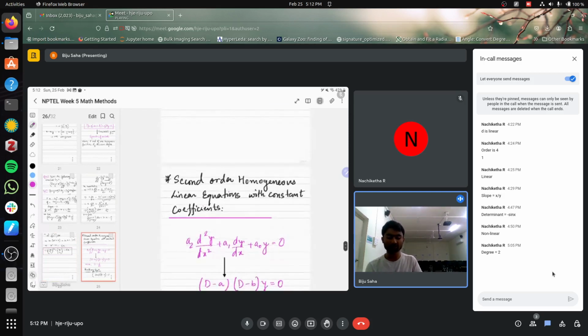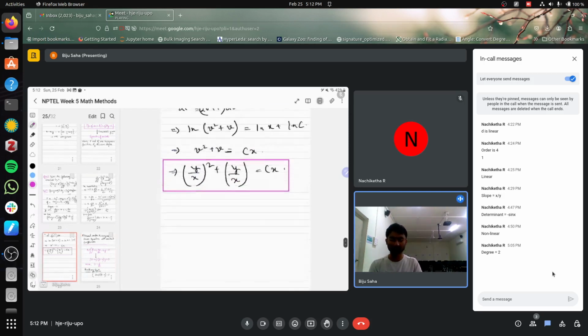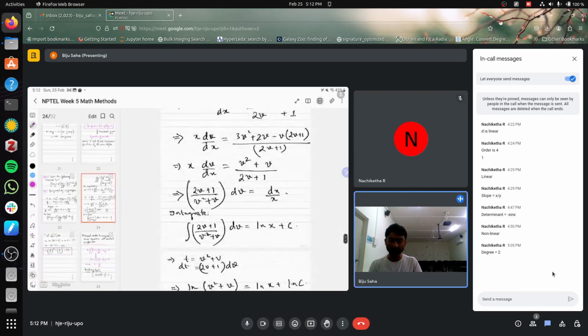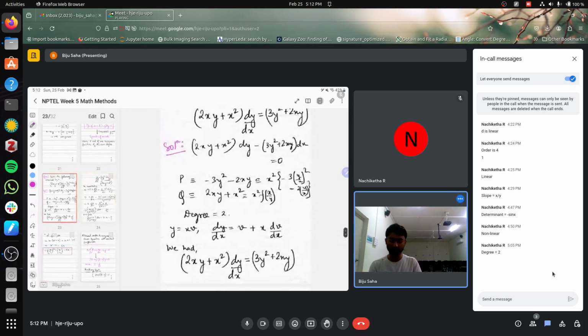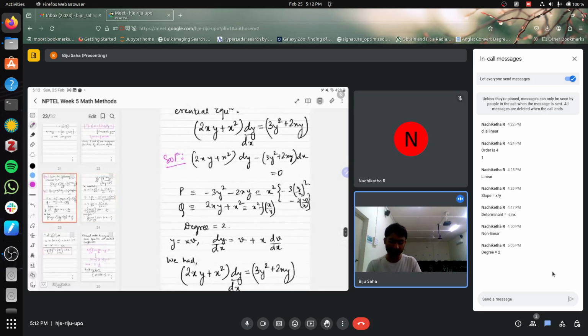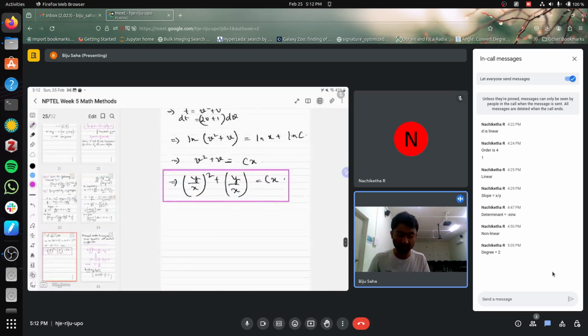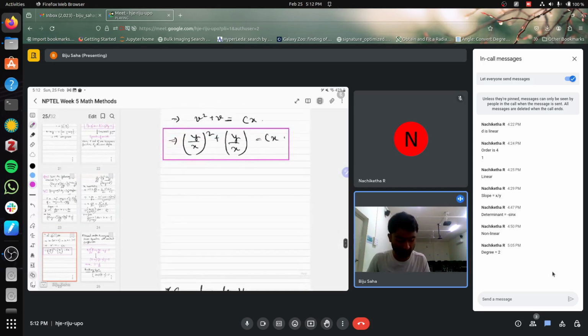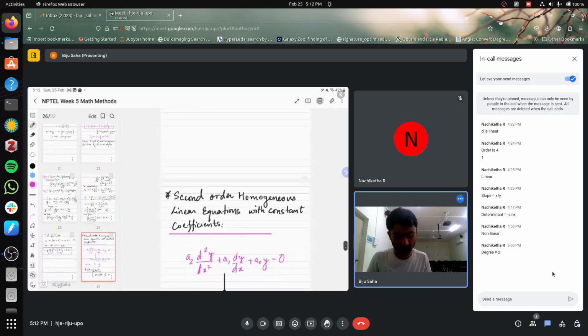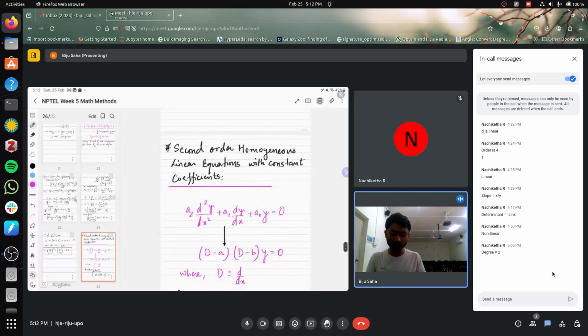So all this was regarding my first order differential equation. Everywhere the highest order of the differentiation was 1, so everywhere you came across dy by dx. So having discussed so much about the first order differential equation, let's move to the second order differential equation. So the second order homogeneous linear equations with constant coefficients.